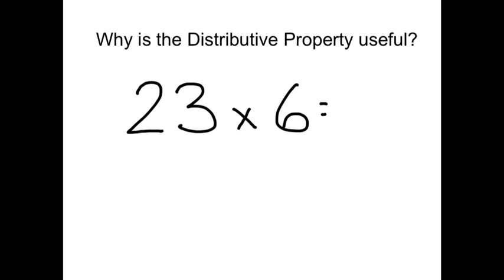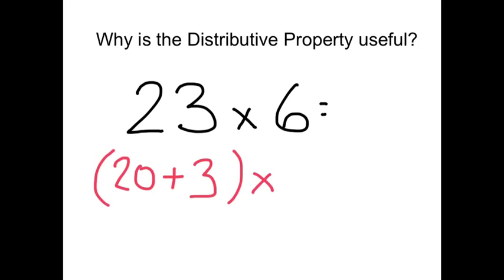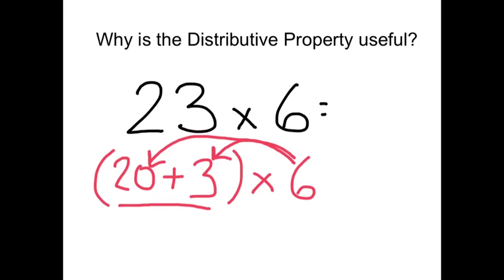Well, you might have seen this before, but you can use it for multiplying large numbers in your head. So you take 23. Well, that's actually something we can break into two parts. That's 20 plus 3 times 6. So we have this whole quantity of 20 plus 3 times 6. The 6 needs to be multiplied times each of these numbers in the parentheses.